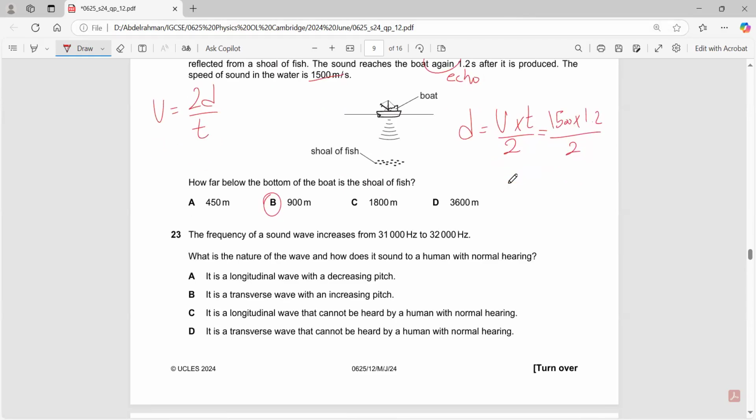Frequency of a sound wave increases from 31,000 to 32,000. What is the nature of the wave and how does it sound to a human with normal hearing? 31,000 and 32,000 hertz. This means that it is a longitudinal wave. This is an ultrasound wave which cannot be heard by a normal human being.